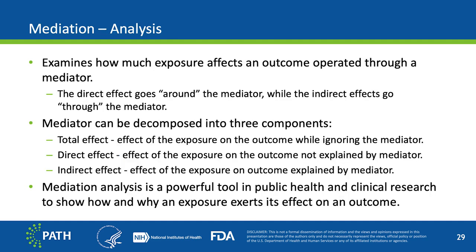Before we go through the example, we will discuss the components of mediation a bit more. Mediation examines how much exposure affects an outcome operated through a mediator, and it can be broken down into 3 components: total, direct, and indirect effects. We're trying to separate the direct and indirect effects, and we're only going to have one mediator for simplicity. The difference between the two is that the direct effect is that of the exposure on the outcome not explained by the mediator. In other words, it goes around the mediator.